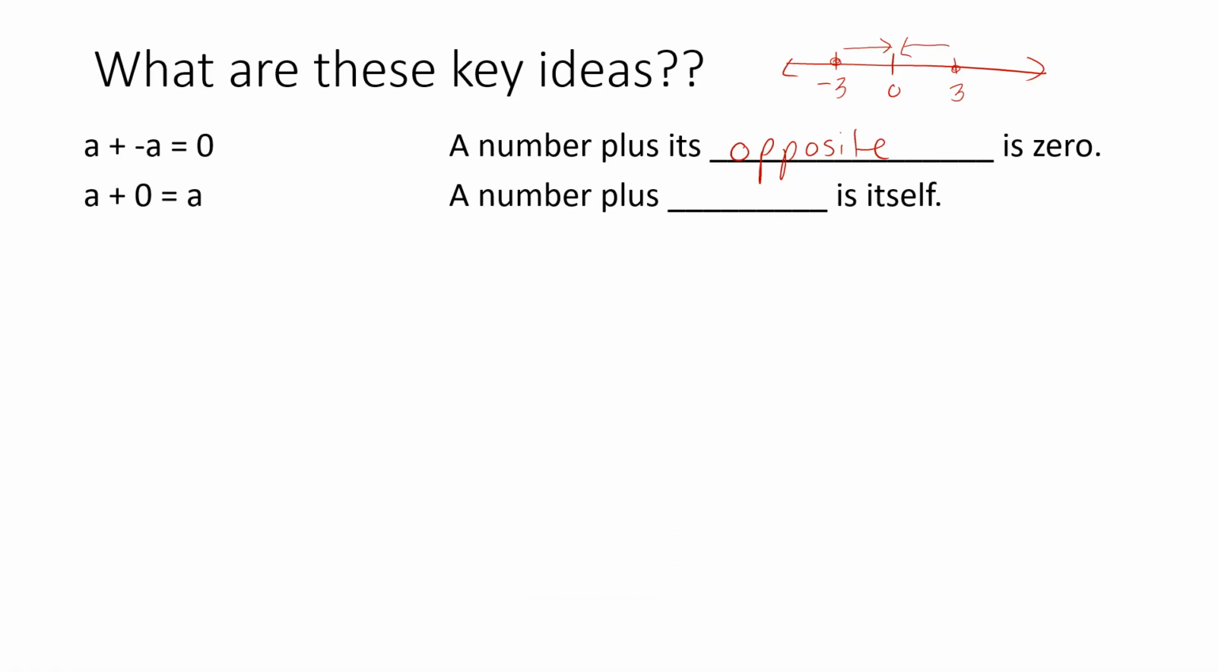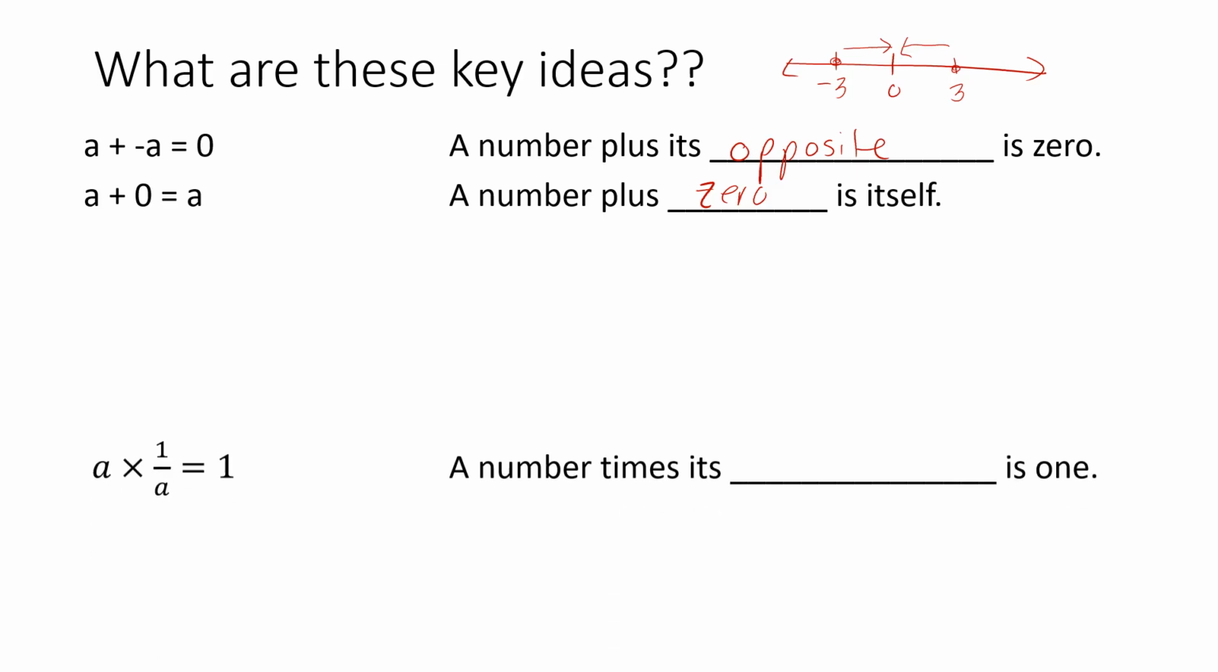A plus 0 equals A. So a number plus 0 is itself. And again, probably you're sitting here looking at this saying, well, duh, that was obvious. Number plus 0 is itself. But again, this is really, really critical to understanding why we are about to do the things that we do in the equations.